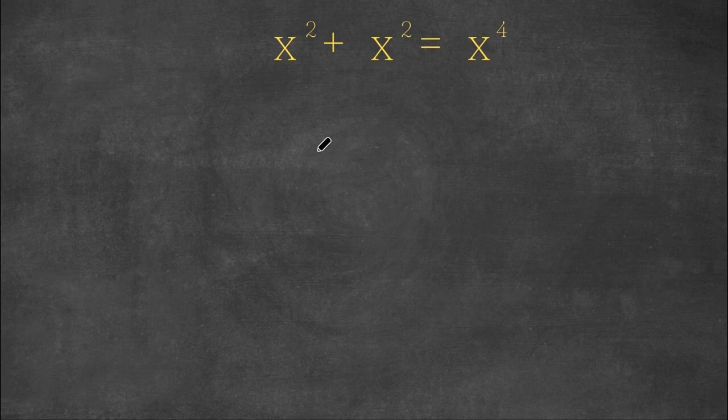In today's video, I'm going to be teaching you guys how to solve this exponential equation. So we have x squared plus x squared is equal to x to the power of 4. Now what I'm first going to do is subtract x to the power of 4 on both sides.